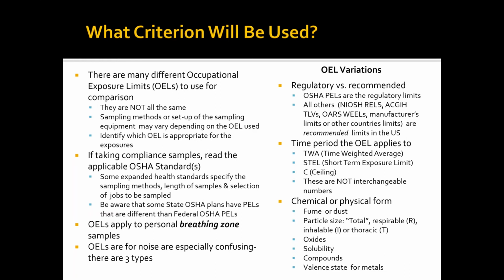What I do see people sometimes doing is comparing full shift samples to a STEL or vice versa. You can't do that. They're based on different time periods. And that flows into the last time period, which is the ceiling limits. These are never-to-be-exceeded numbers. And this can make sampling a challenge.